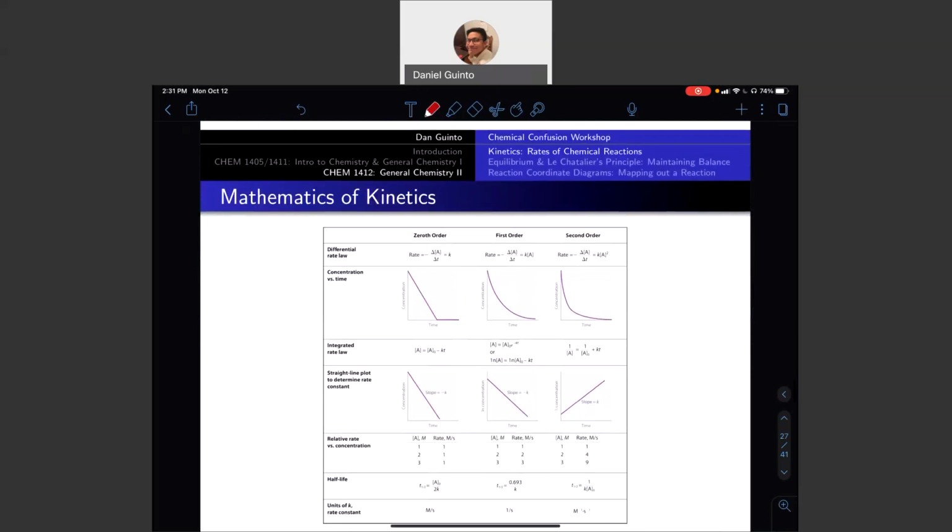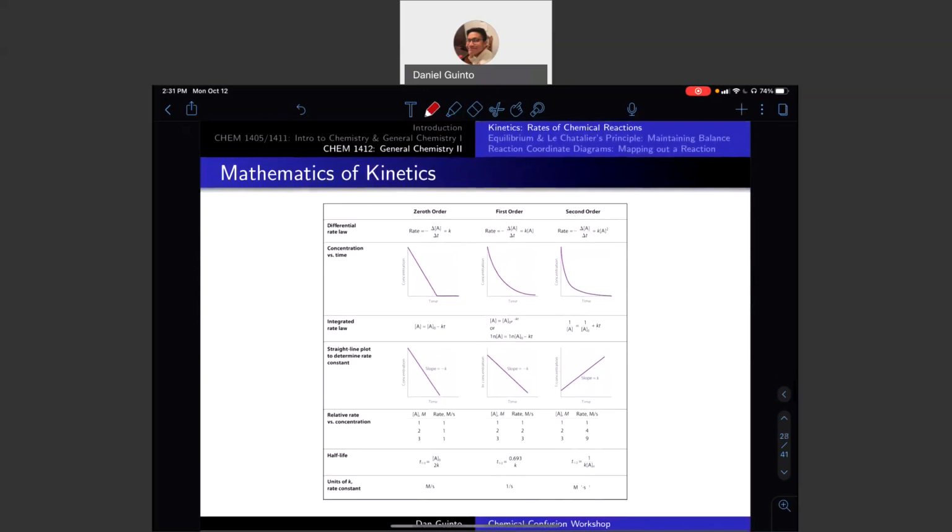So now, again, Gen Chem 2 is extremely math heavy, so let's look at the mathematics of kinetics in this case. What we can see is that there are three types of orders: we have zeroth order, first order, and second order. And in this case, they have two different rate laws: the differential rate law and the integrated rate law. The differential rate law pretty much just tells you the rate, in terms of your k in this case. Your k is going to be your rate constant, and the units of your rate constant are going to be all the way down here.